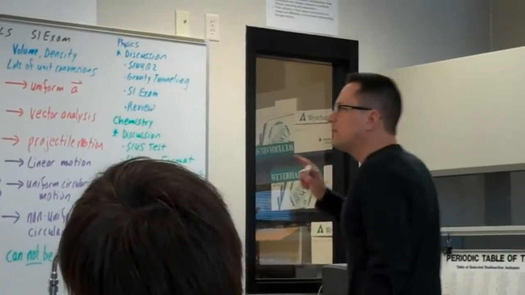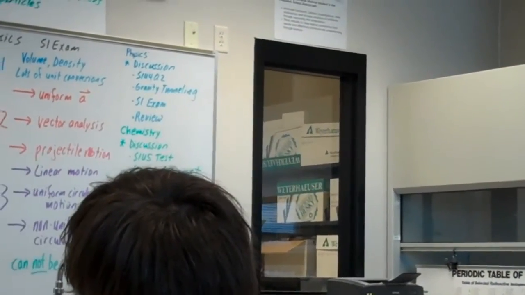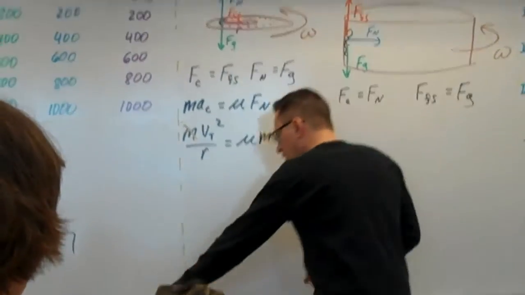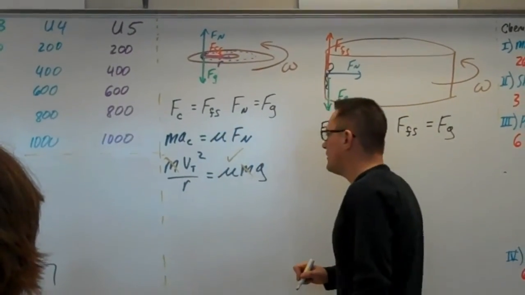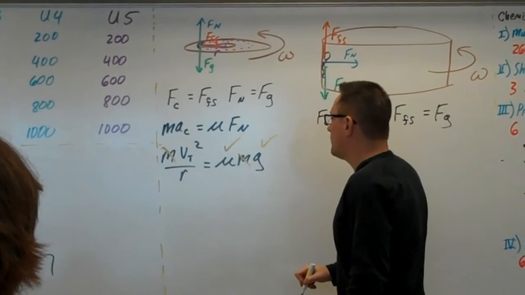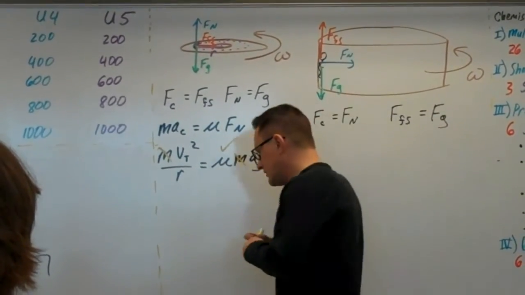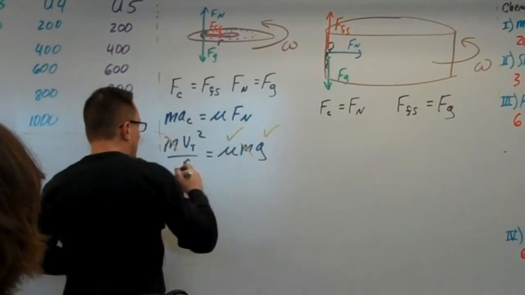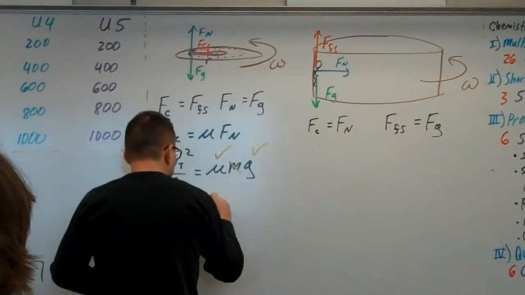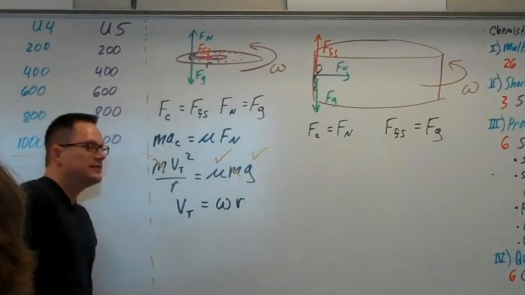So we want not the radius of the whole record, but the radius of his path. We know the coefficient that was given to us. We know the acceleration of gravity. We want r, but we don't know the tangential velocity. Instead, we were given the angular velocity. But I know that tangential velocity is angular velocity times radius.